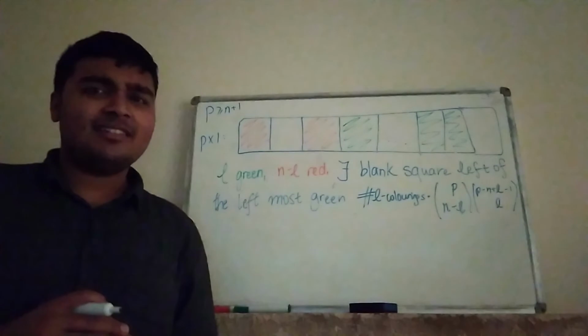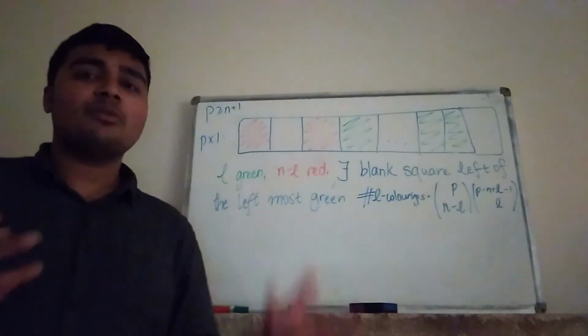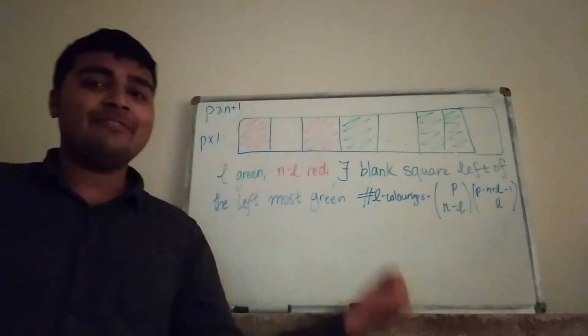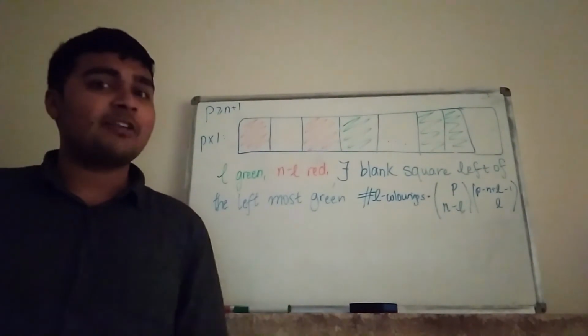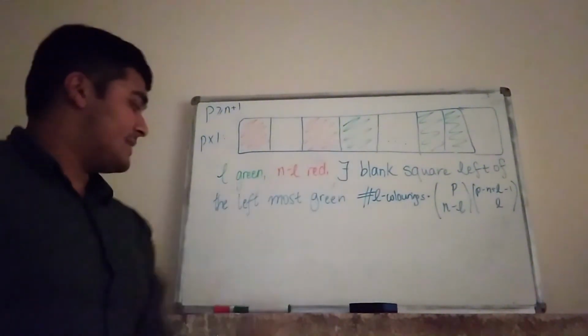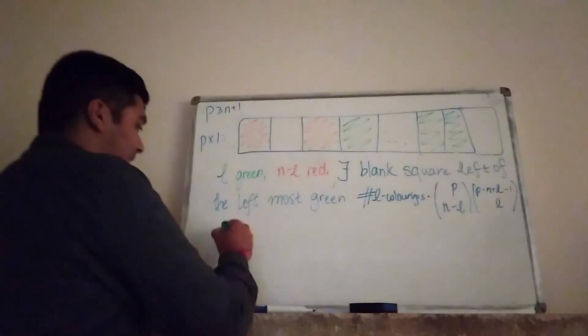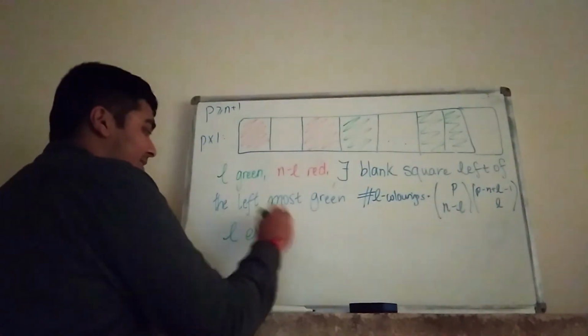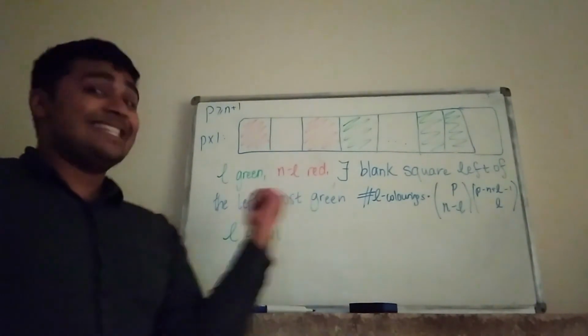Okay, so now I'm going to describe a process to show that there's almost the same number of even L colourings as there are odd L colourings. And the way I'm going to do that is, suppose we have a colouring. So in this case, we have this one here. And let's just look at the case where there are L green squares and L is even.